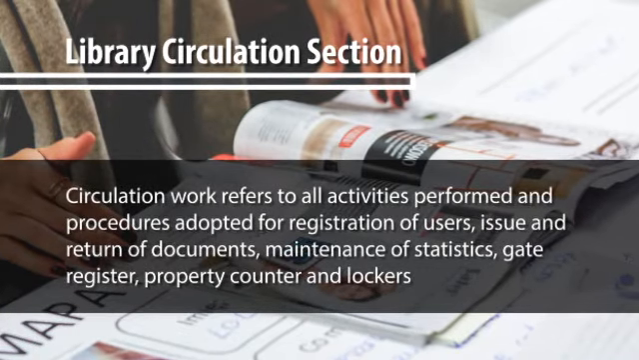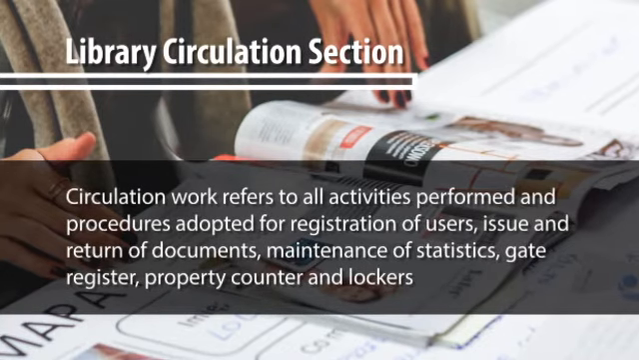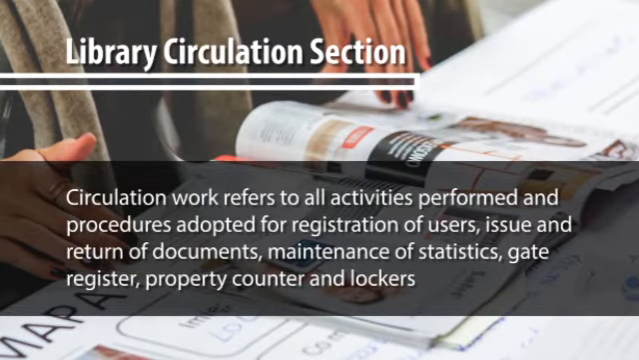Then we have gate registers, showing how many users are coming into the library. We maintain registers for the regular users, that means the users of the institution. We also maintain registers for those users who are not of the institution, but who are coming for reference purposes or for research purposes in the library from other institutions. So proper records are maintained at the circulation section.